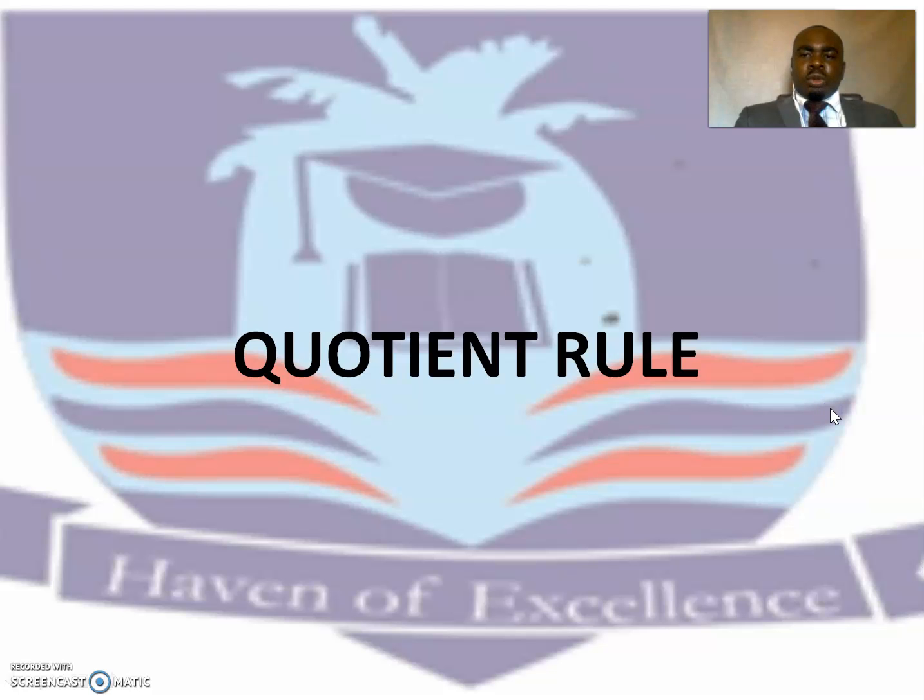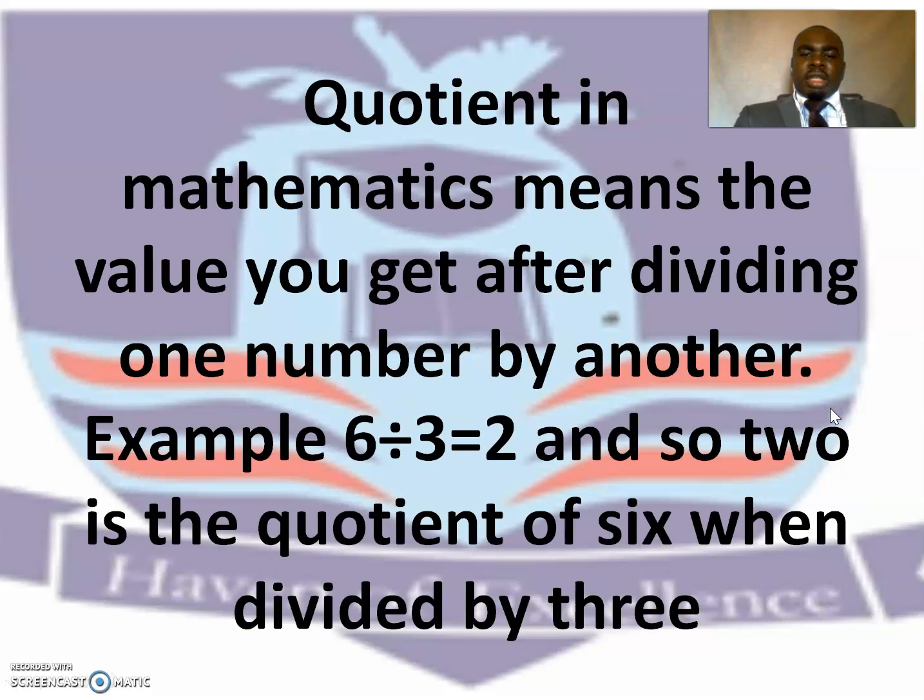Quotient rule. What is quotient? Quotient in mathematics means the value you get after dividing one number by another. So if we have 6 divided by 3 equal to 2, that means 2 is the quotient of 6 when it is divided by 3.